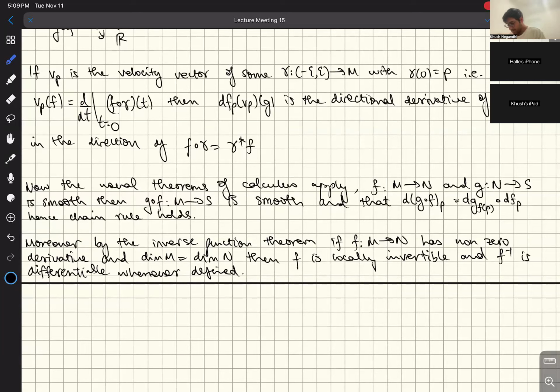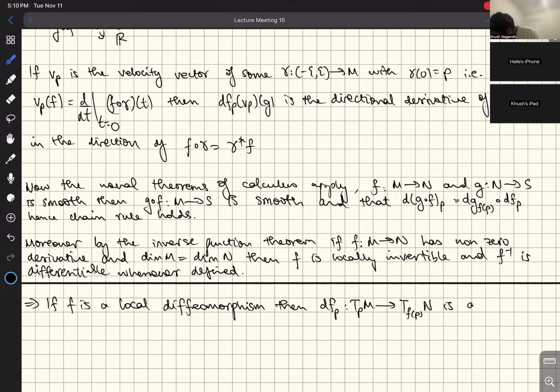What this now tells you is that if f is a local diffeomorphism, which just means that it might not be a diffeomorphism on the entire space, but at each point there's a neighborhood of that point where f is a diffeomorphism, then df at p from T_pM into T_f(p)N is an isomorphism. Okay? So it's an isomorphism.